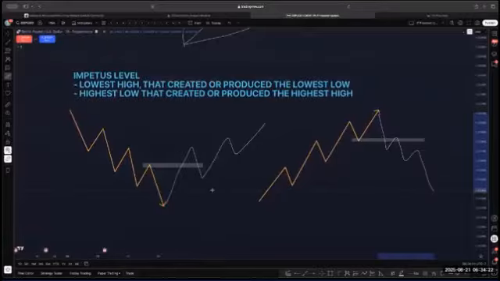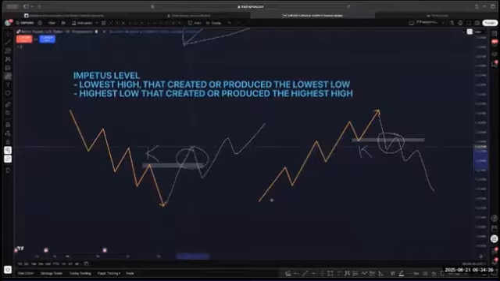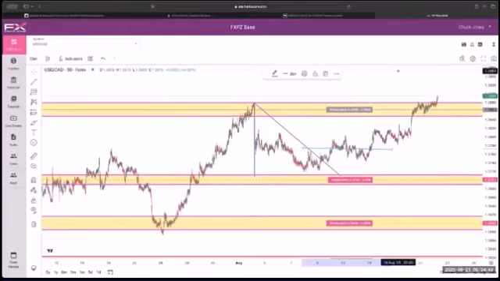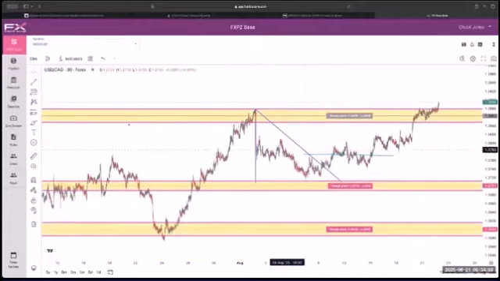Now, if you come from my fundamentals class, you remember the kingdom. And so connecting the dots for you, the impetus level is where the king resides. Okay. So the king is captured here when we get this change of direction. So let's come over here. Where is the king? The king would be right in here.